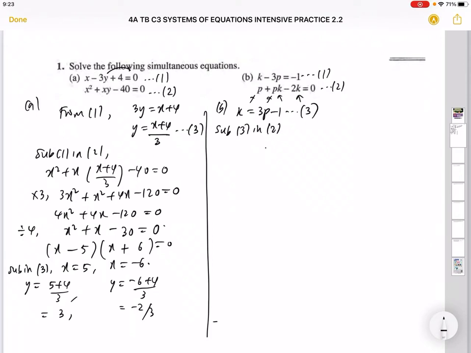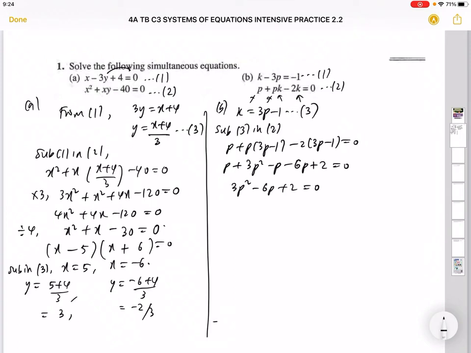The moment I substitute, I'm going to write p plus p. My k is 3p minus 1 minus 2. K is 3p minus 1. Once again, expand this: p plus 3p squared minus p minus 6p plus 2 equals 0. Okay, 3p squared, we'll write this first, minus 6p plus 2. Notice we can, wait a minute, we cannot factorize this.